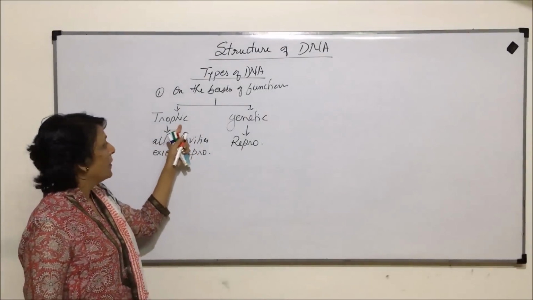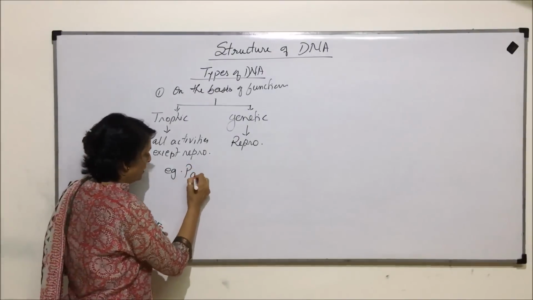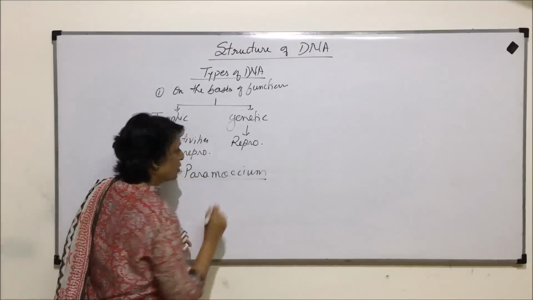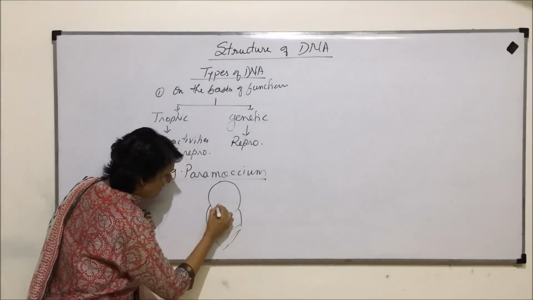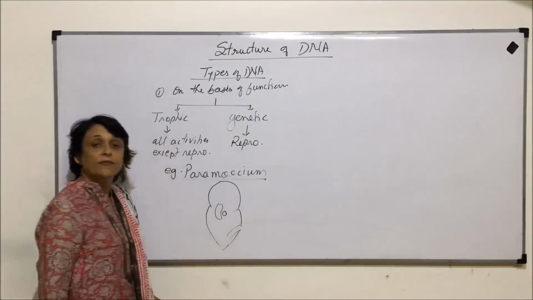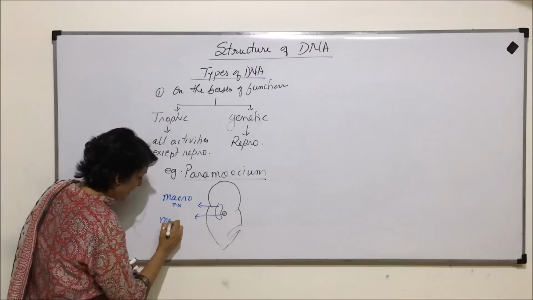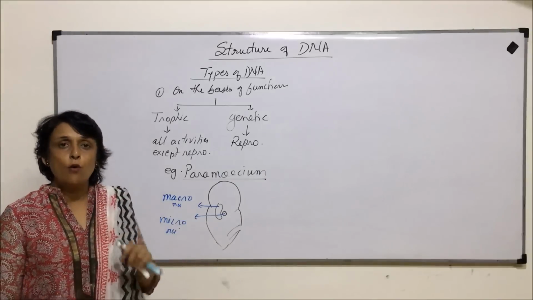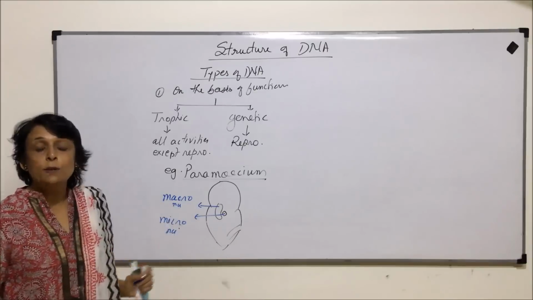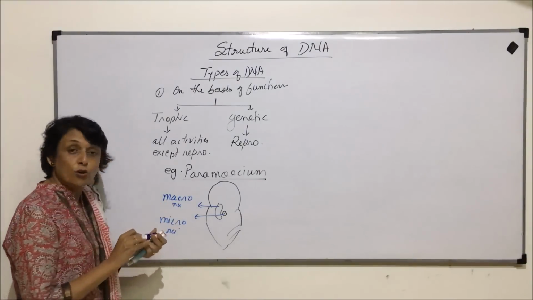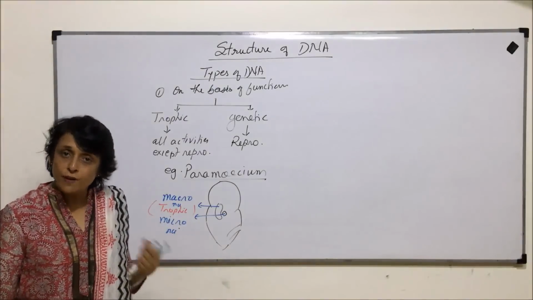In higher organisms, the differentiation is not like this. But there is an example where we can see these two types of DNAs, that is paramecium. If you remember the structure of paramecium, we see two nuclei. One is a larger, bean-shaped nucleus, and the other is the smaller nucleus. We call these macronucleus and micronucleus. The macronucleus is responsible for all the activities of the cell, including the digestive process and all other metabolism, but does not participate in reproduction. That means the macronucleus has trophic DNA and the micronucleus is the one which participates in reproduction.